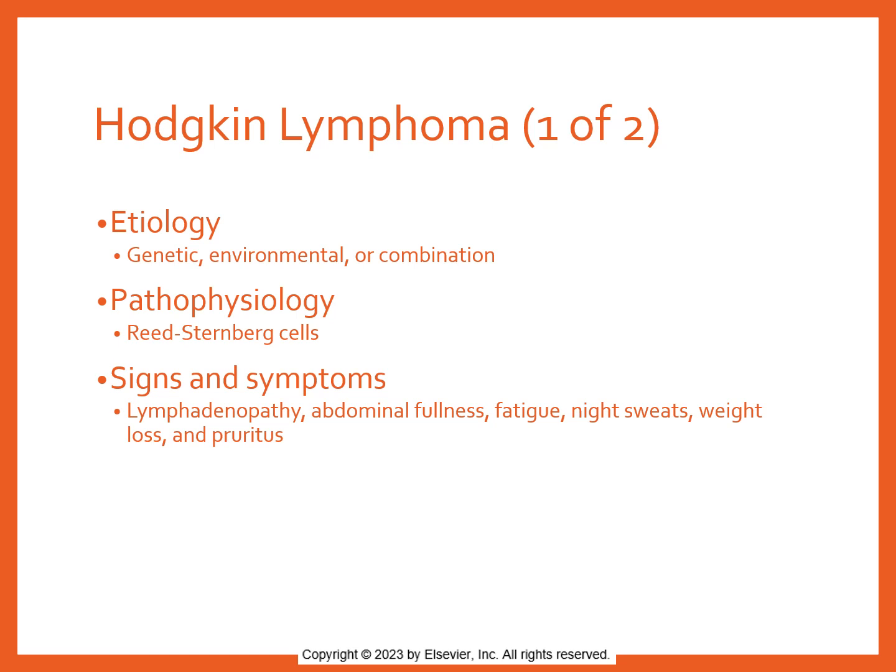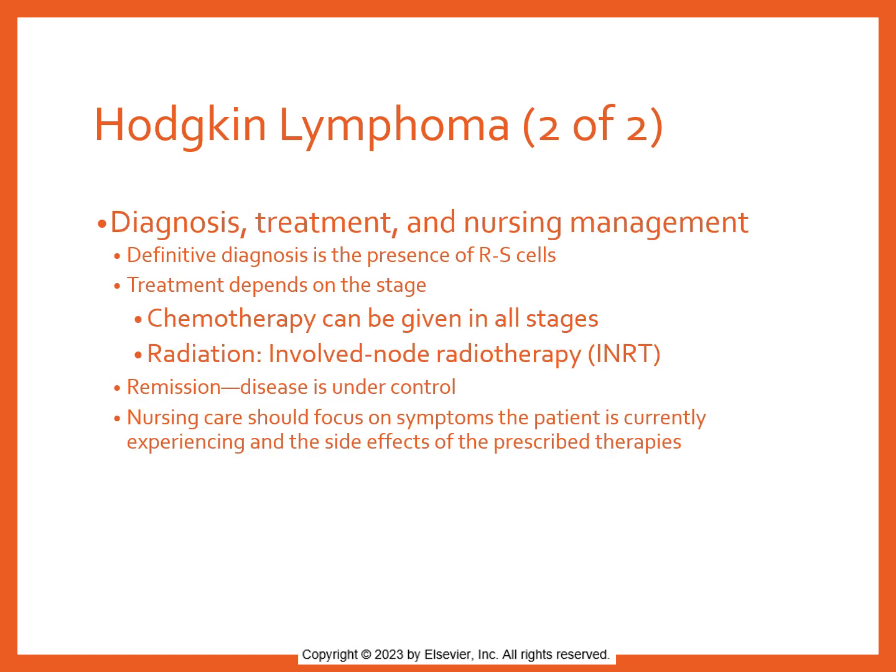The patient may also complain of abdominal fullness, fatigue, profuse night sweats, unintentional weight loss, and pruritus. High suspicion for HL exists when the patient has complaints of swollen lymph glands lasting for several weeks and no recent history of any type of infection. A definitive diagnosis for HL is confirmed by the presence of RS cells in the tissues obtained by biopsy of the lymph nodes. Radiographs, CT, PET scans, and bone marrow biopsy can also be used to help determine the extent or stage of the disease.